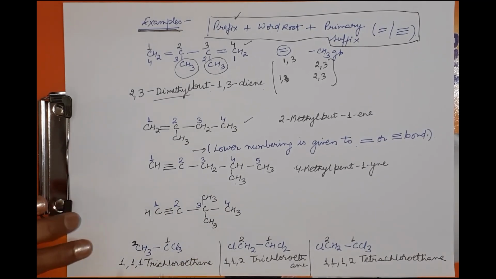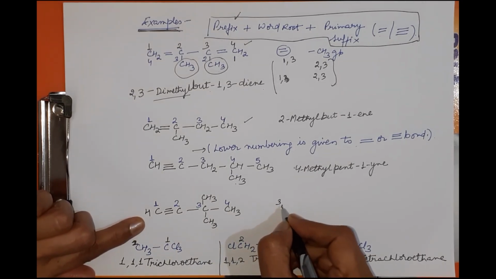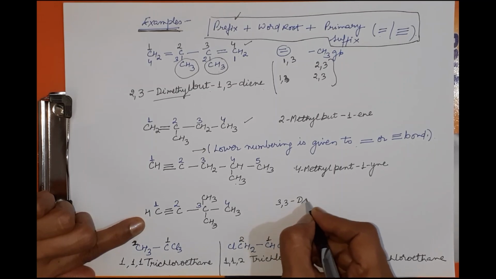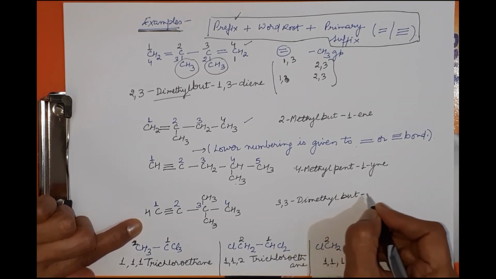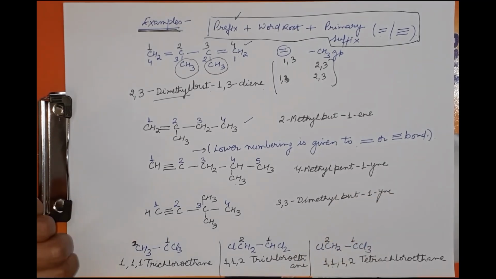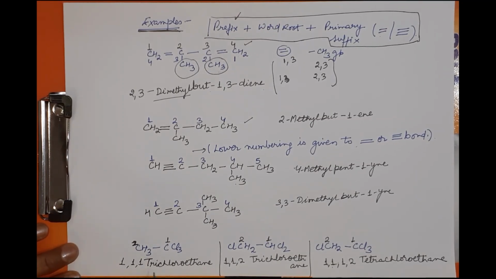For this we can write, numbering will be like this, 1, 2, 3, 4. So 3,3-dimethylbut-1-yne. This will be the name. As we discussed earlier, if chloro, fluoro, bromo groups are present on the hydrocarbon, then they are also considered as substituents. So let us take a few examples of those compounds like this.